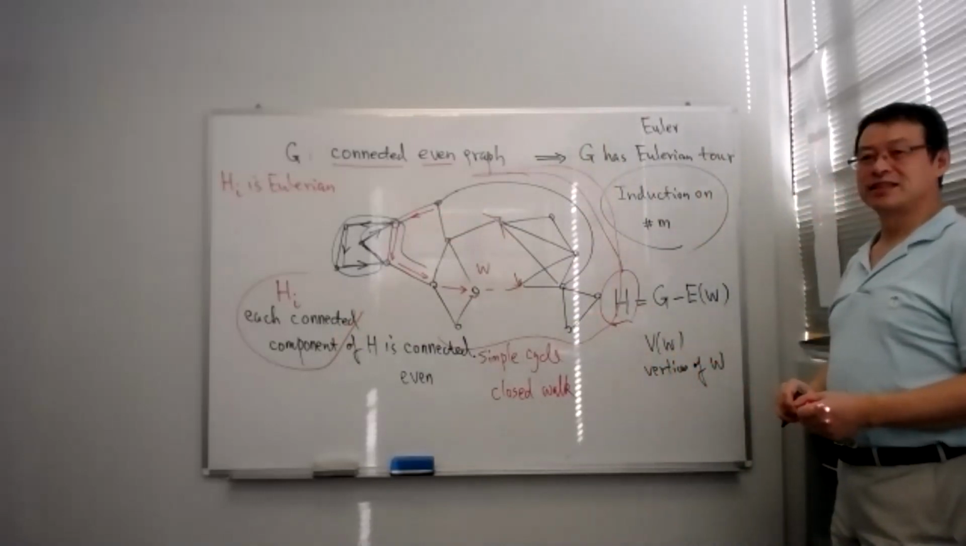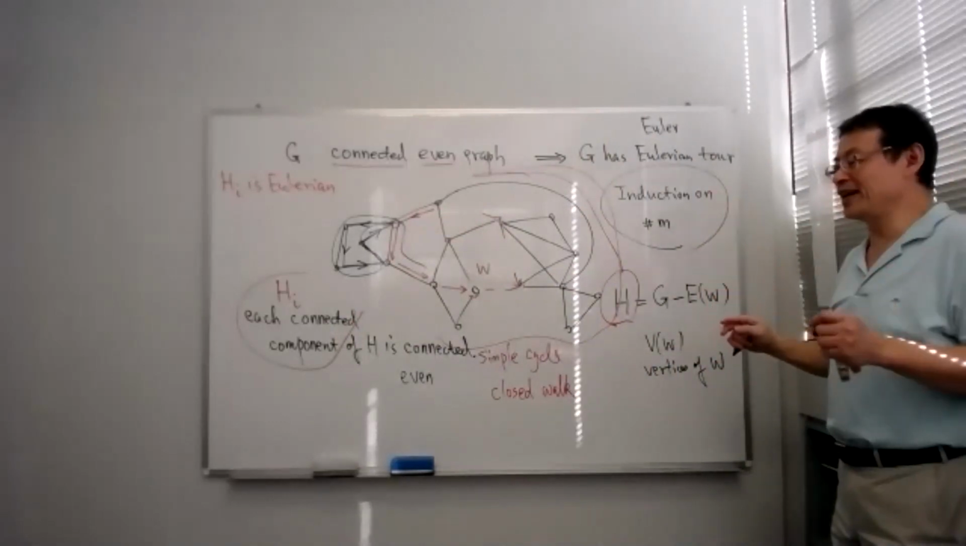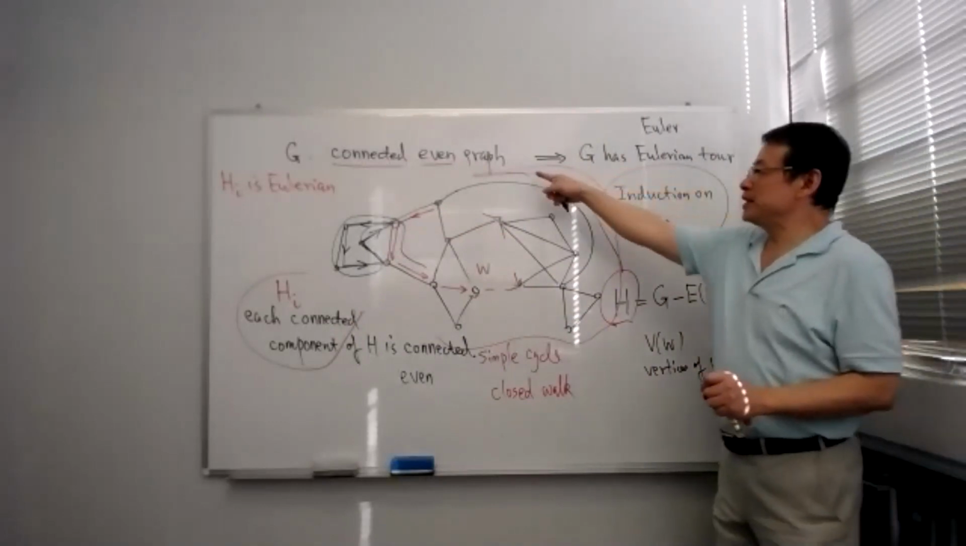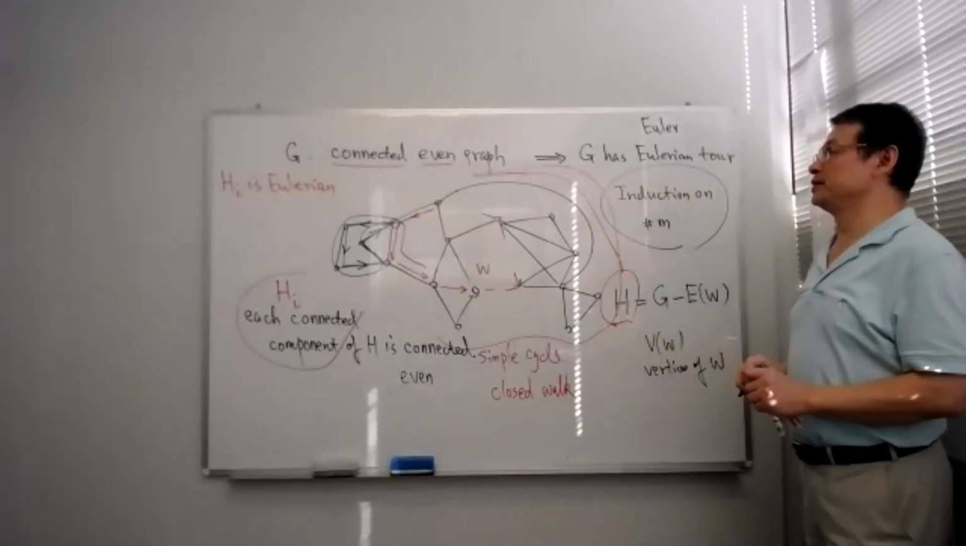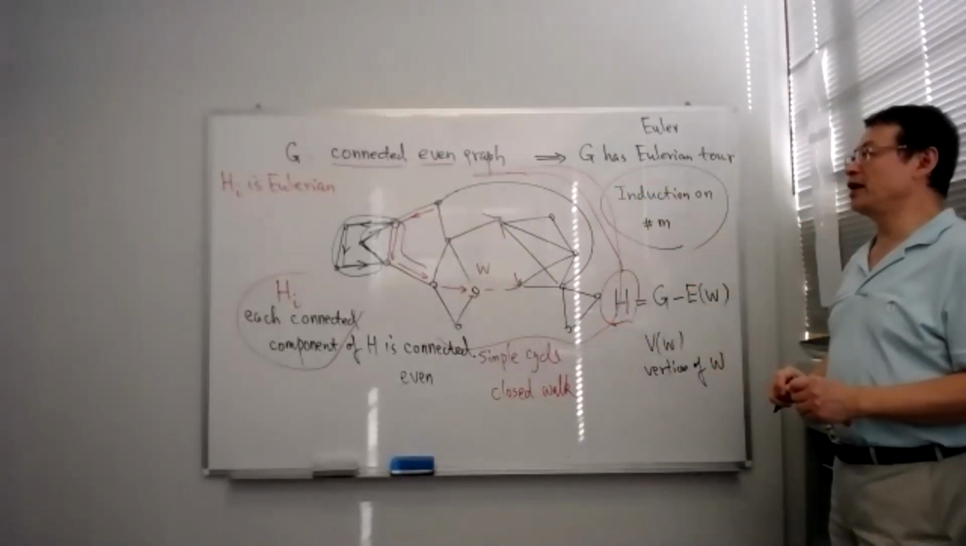All right. So that's a proof. That's one proof that this condition is sufficient for a graph to be Eulerian. But in fact, it will also enable us to construct an Eulerian tour.